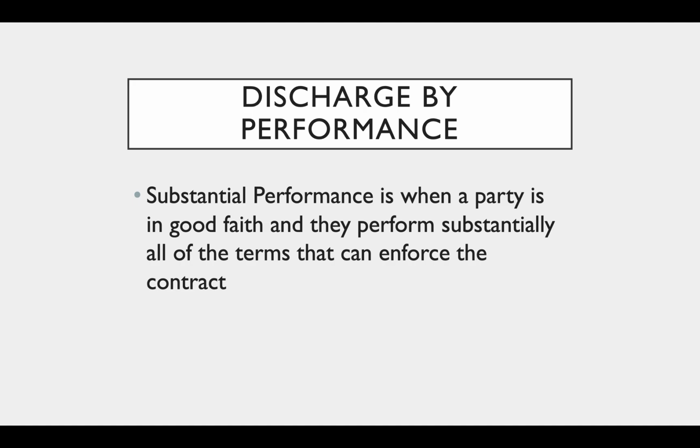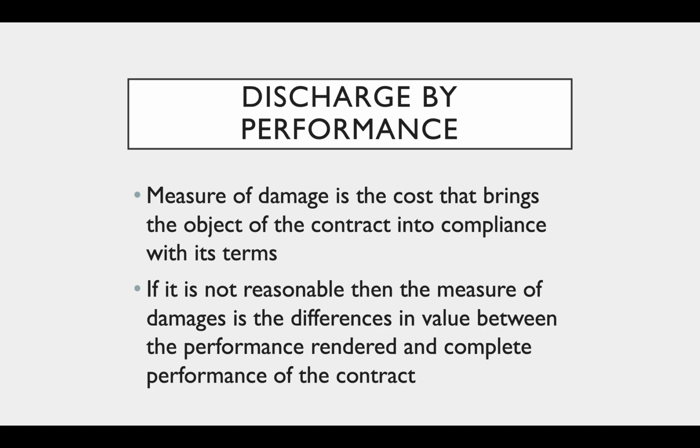Substantial performance is when a party, in good faith, performs substantially all of the terms that can enforce the contract. Measure of damages is the cost that brings the object of the contract into compliance with its terms. If it is not reasonable, then the measure of damages is the difference in value between the performance rendered and complete performance of the contract.